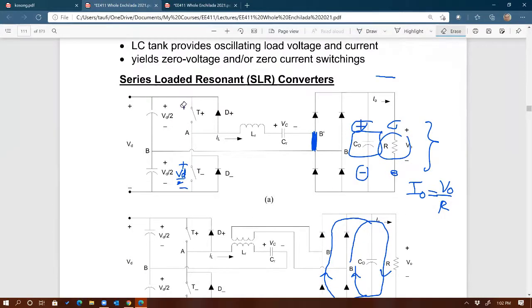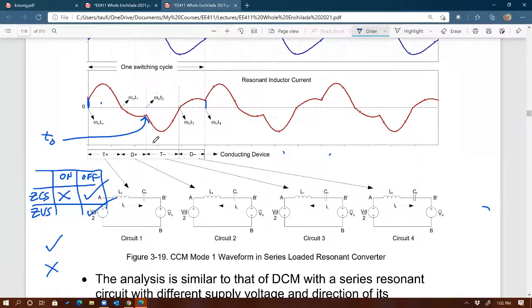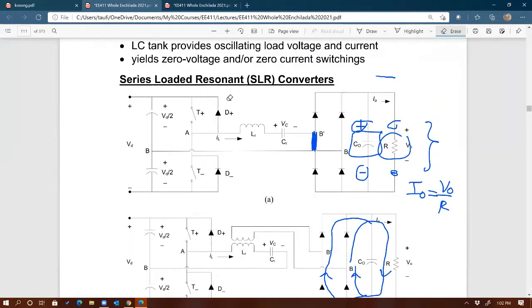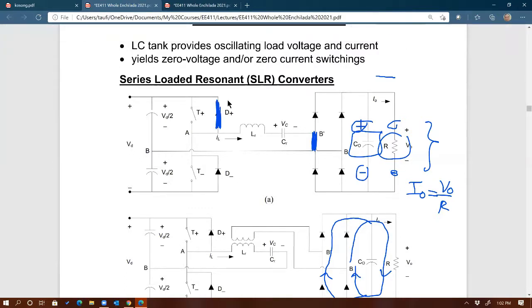Before I turn on T minus, which device is conducting? D plus, isn't it? Yes? So if D plus is conducting, it's a short. That means the voltage across T plus is what? VD over 2? No, wait. Oh, it's 0, because the other one has to be VD.